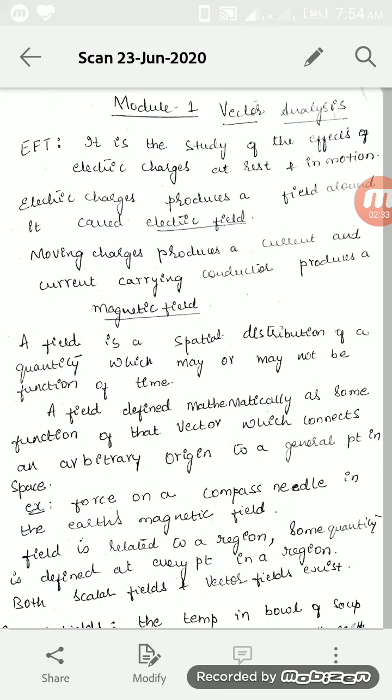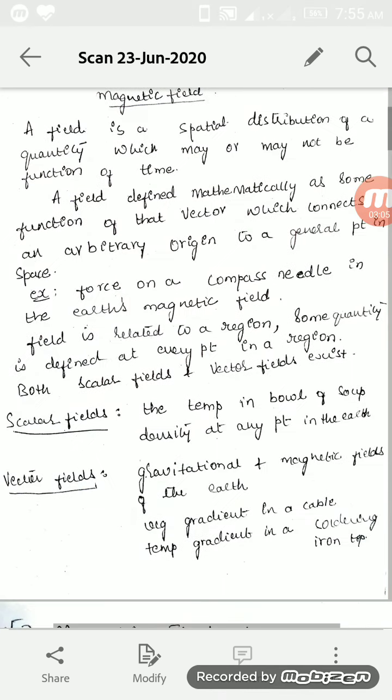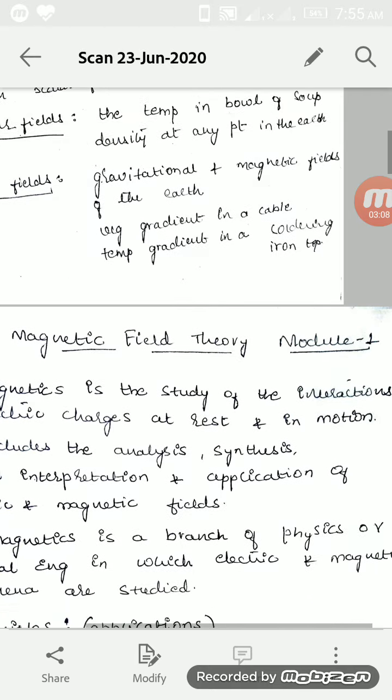A field is defined mathematically as some function of the vector which connects an arbitrary origin to a general point in space. There are two types of fields here, scalar fields and vector fields. The temperature in a bowl of soup, or the density at any point on the earth, is a scalar field. There is no direction there, it is uniformly distributed. A vector field is, for example, the gravitational or magnetic field of the earth. Voltage gradient in a cable and temperature gradient in a soldering iron tip are also vector fields. These are the examples of scalar fields and vector fields.